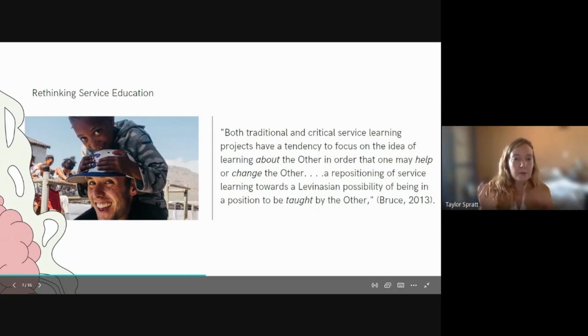But yes, that I'm not actually engaging in the structures that create these conditions. And so these projects end up reproducing the social conditions that they're trying ostensibly to fight, right? Next slide, please.